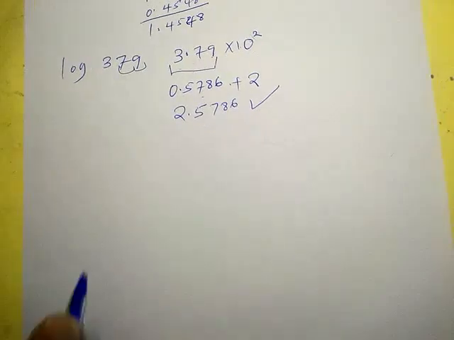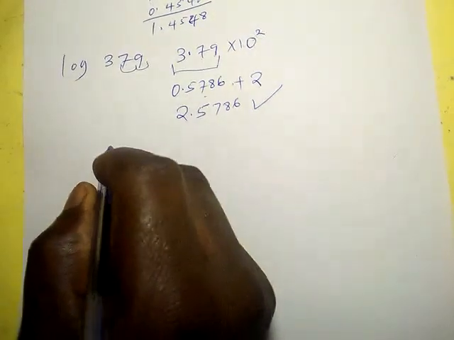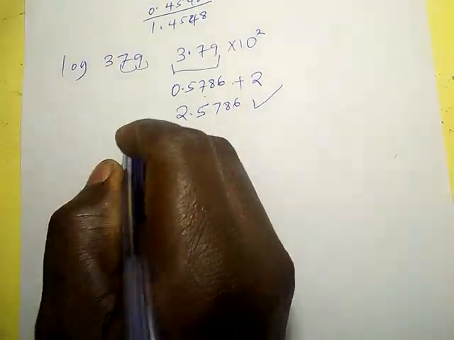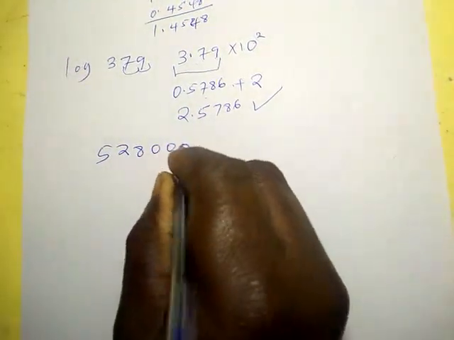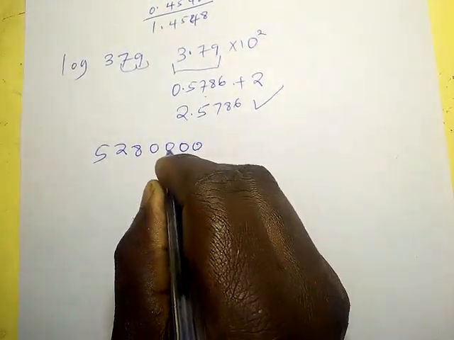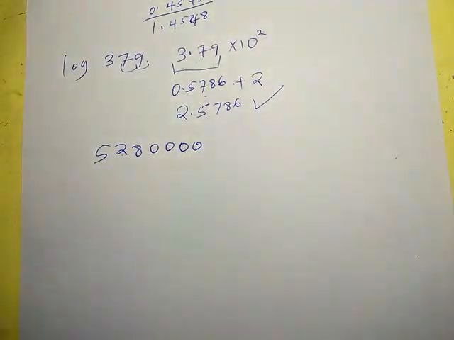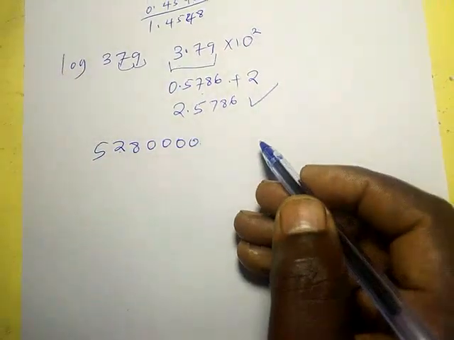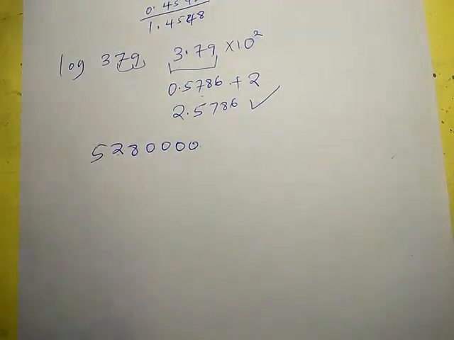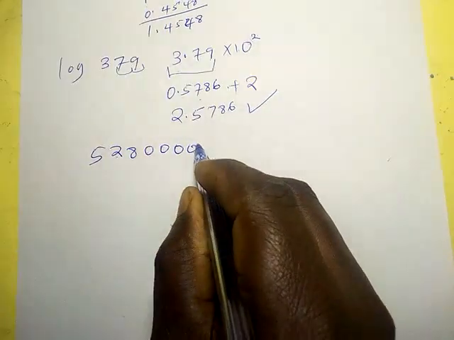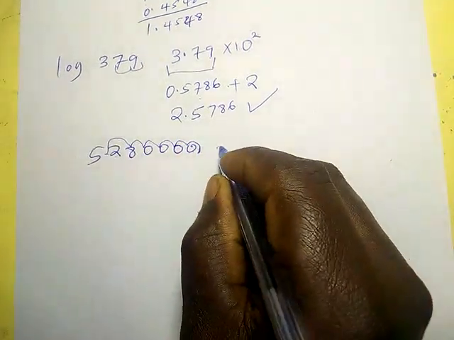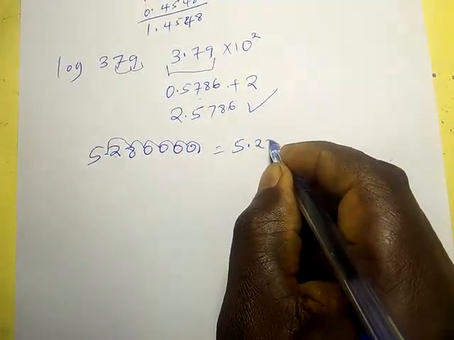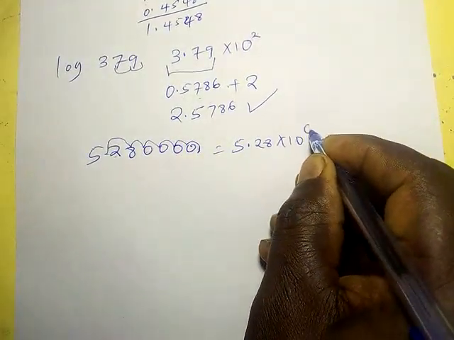Now what if it's a very big number like this? 5,280,000, 0 1 2 3 4 5 6. Yes, so this number will never be available in the table. What do we do? Write it in standard form. We start here 1 2 3 4 5 6. So our number is 5.28 times 10 raised to power 6.